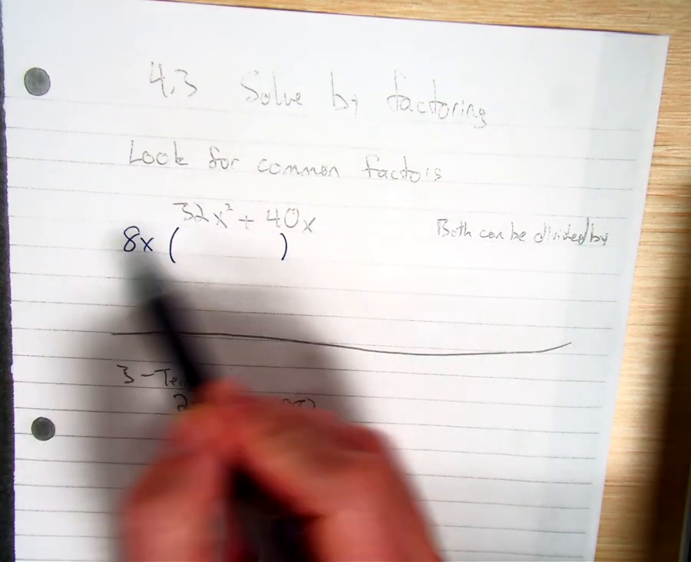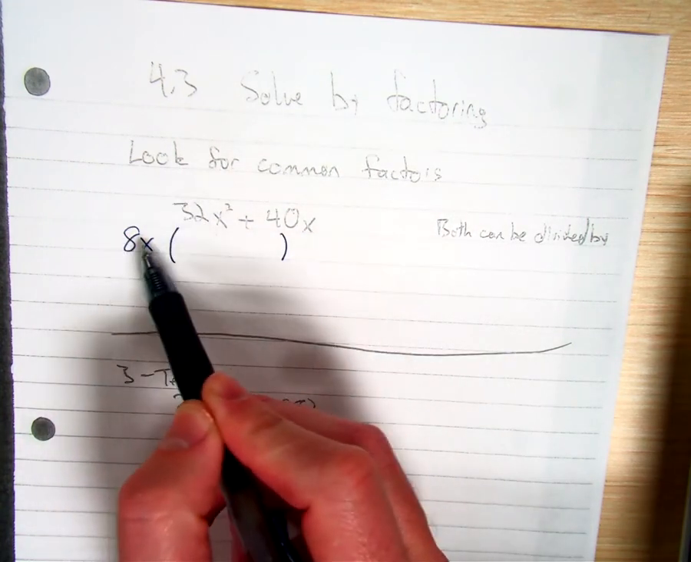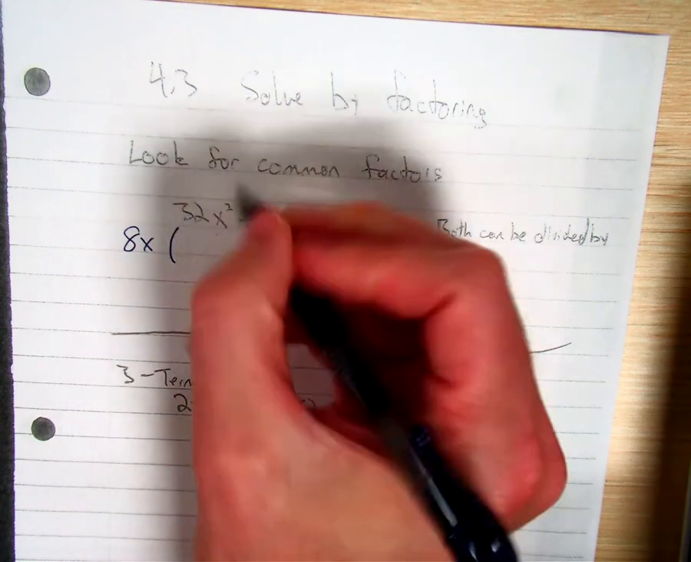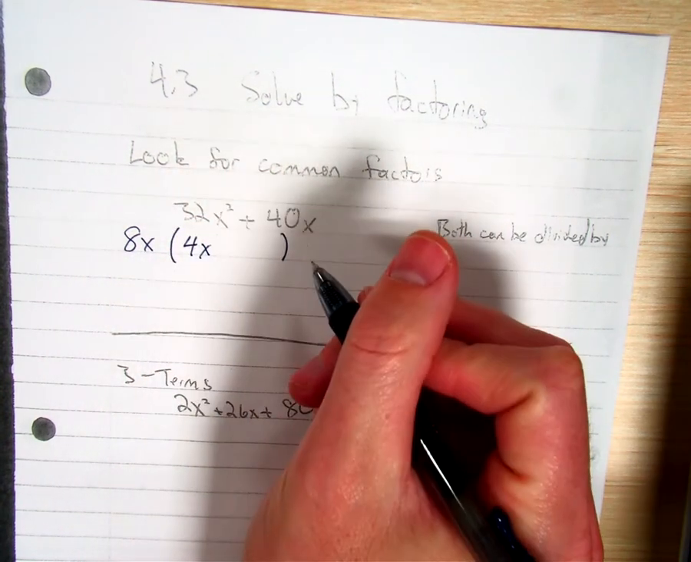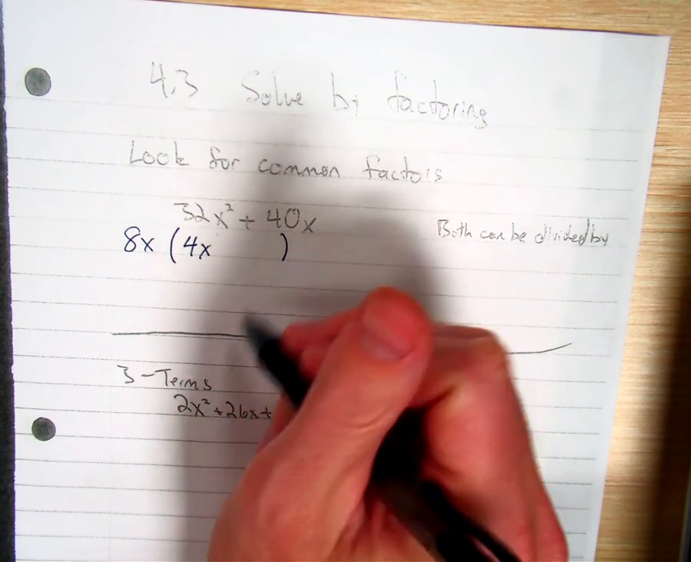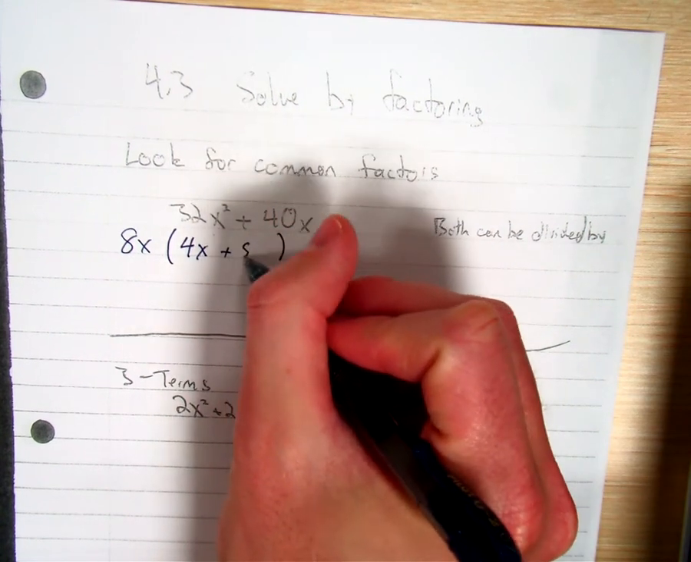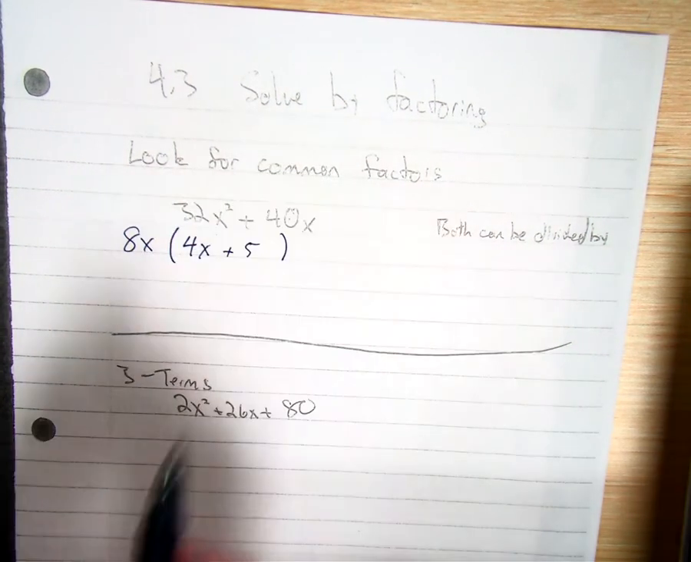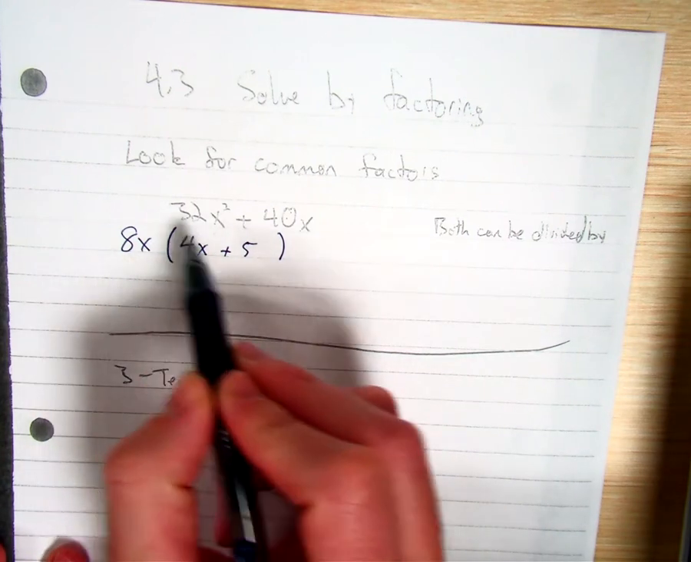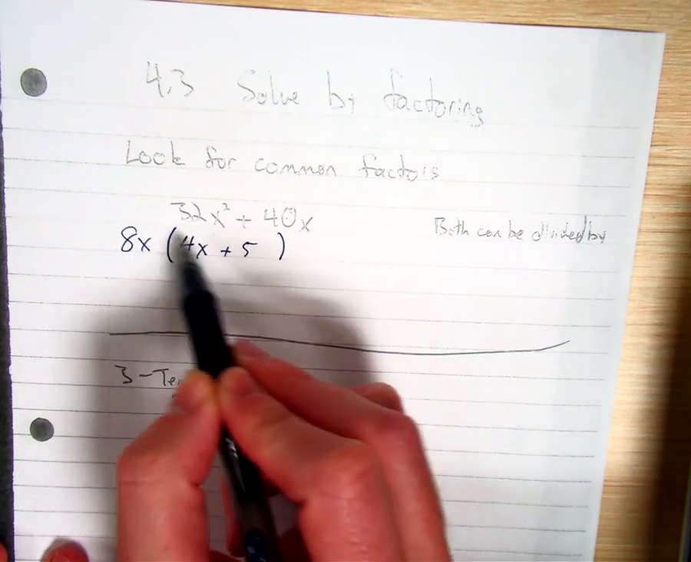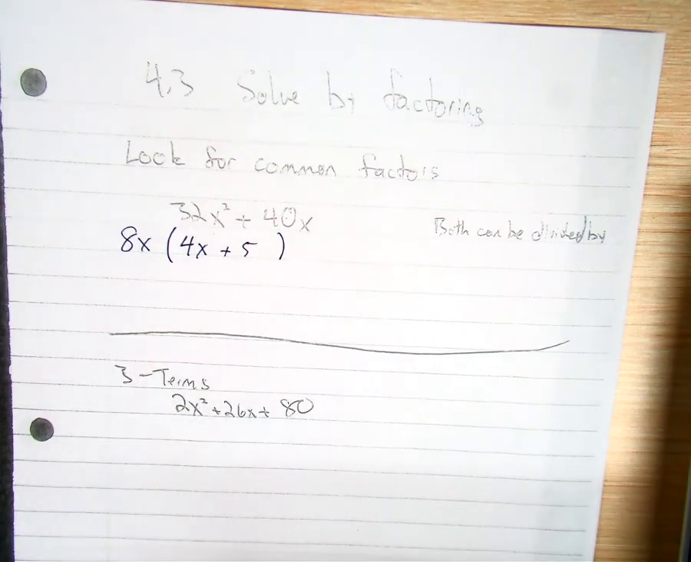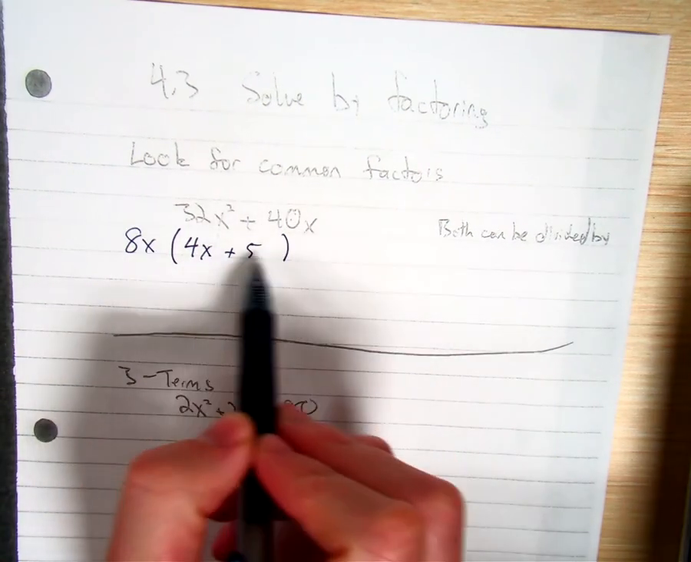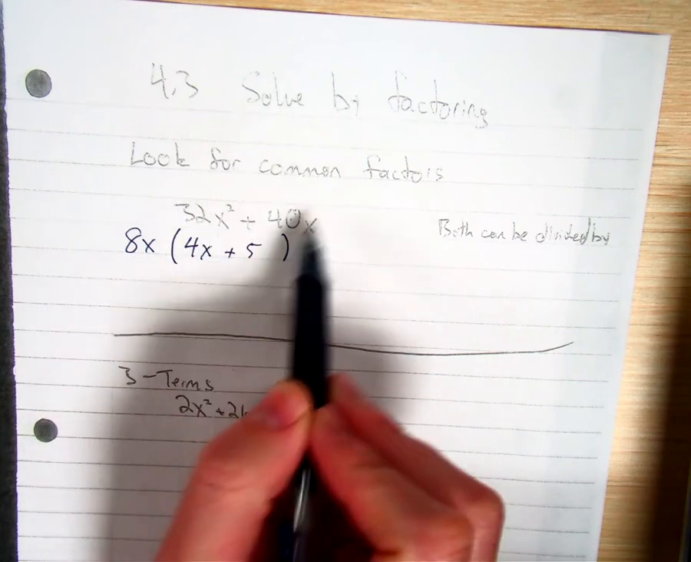So we're kind of like undistributing here. If I took out an 8x, what would be left over here? 8 times blank would get me to 32. 8 times 4, and we'll have an x here. And then we would need a 5 in this spot. 40 divided by 8 is going to be 5. So you can see that if I were to multiply this back in, we'd have 32x squared plus 40x. So that's the first thing you want to look for, especially if there's only two terms. If there's only two things.